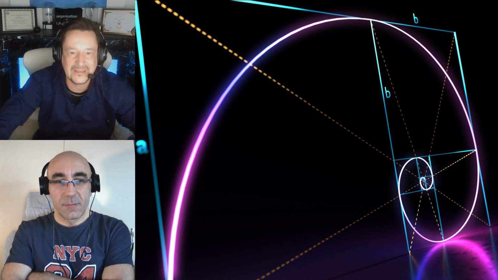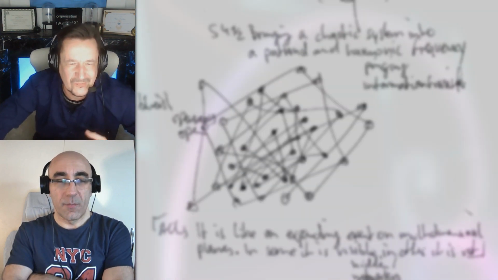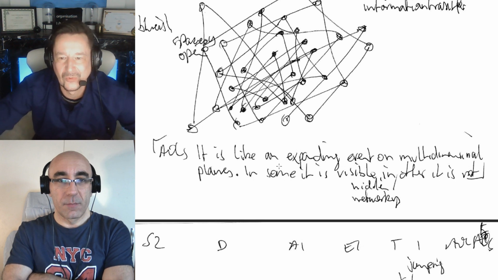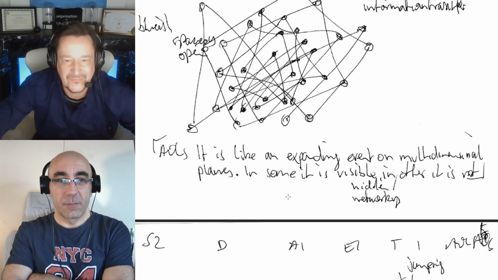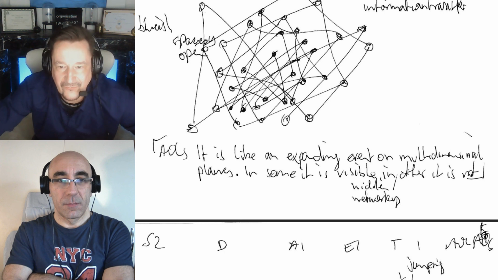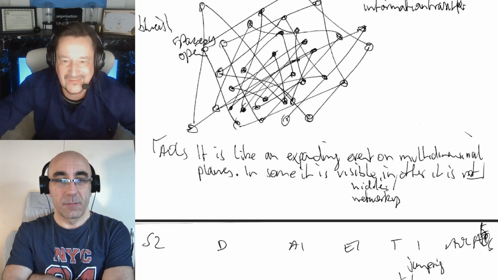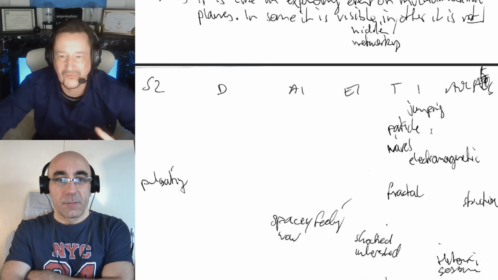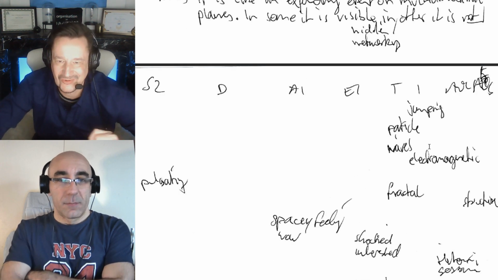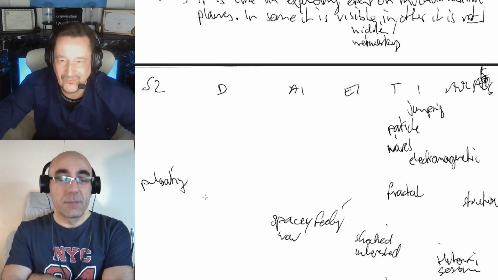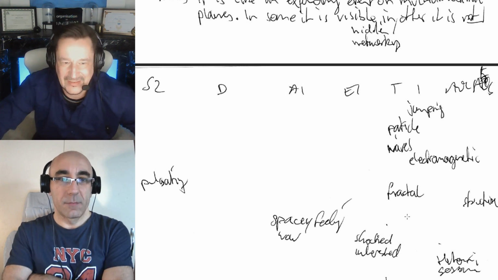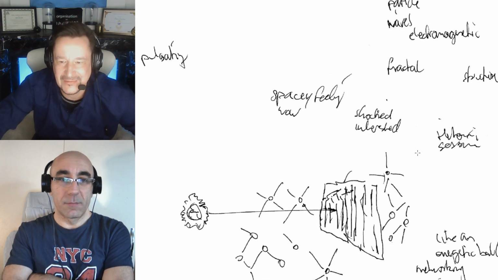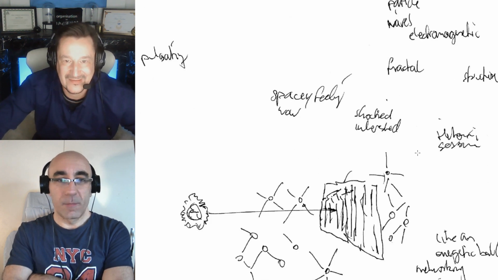I expressed it here graphically again. It was blue spaces and open. It is like an expanding event on multi-dimensional planes. In some, it is visible. In other, it is not. Hidden networking. It is all about jumping. I could touch kind of particle and waves. It is about electromagnetic. It is pulsating. I had a fractal feeling here, structure.